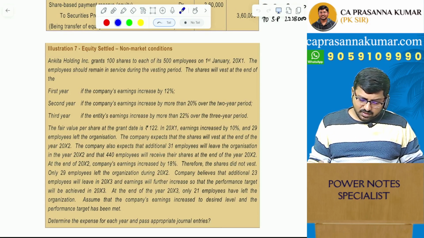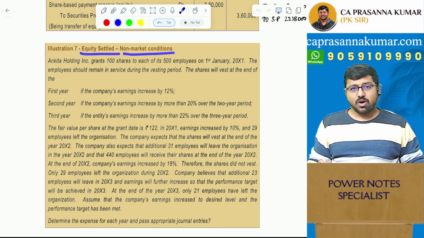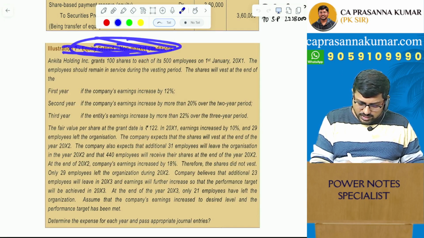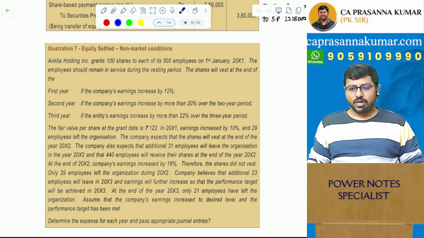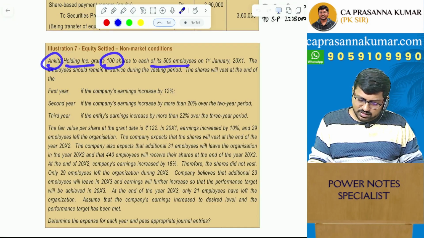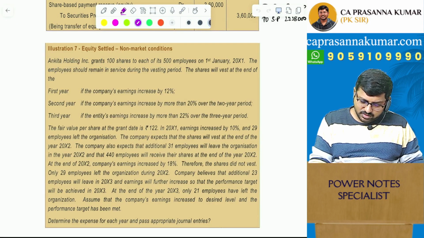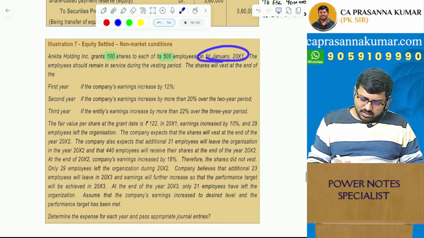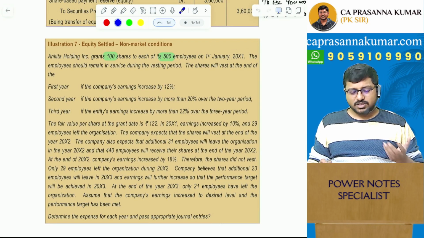Now, this is based on equity settled only, but non-market condition. Remember, this will not be there in your examination hall. So read the question as if this does not exist. Okay. Moving on. Ankita Holding Incorporation grants 100 shares to each of its 500 employees on 1st January 20x1. So the number of shares is 100, and we have got 500 employees. For ease of understanding, we'll keep it as 2001.